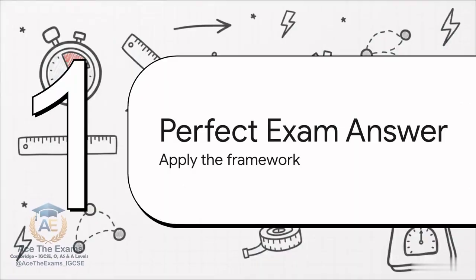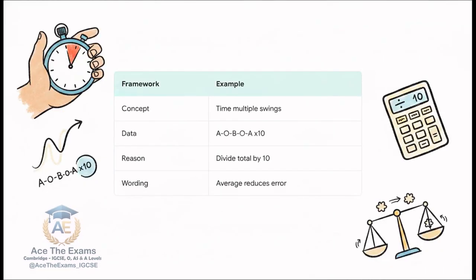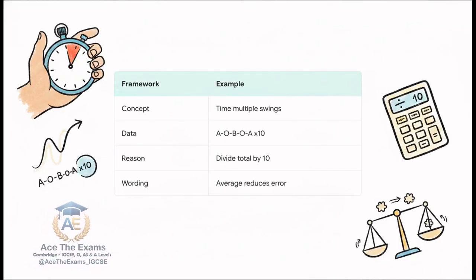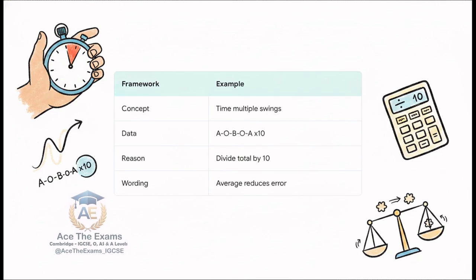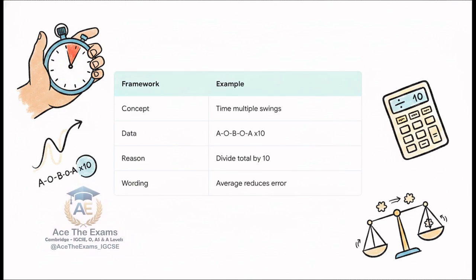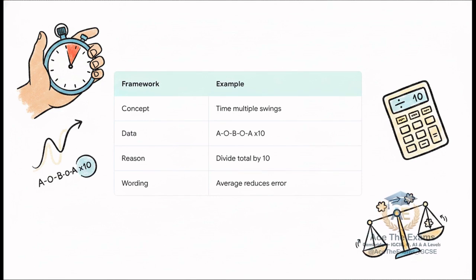Section 4. The perfect exam answer. Time to apply the framework. Let's bring all of this together to make your final exam answer bulletproof. We've navigated the timing traps, the oscillation path, the accuracy methods, and the sig fig rules. Now, lock in this exact framework, because this is speaking the specific language the Cambridge mark scheme demands.